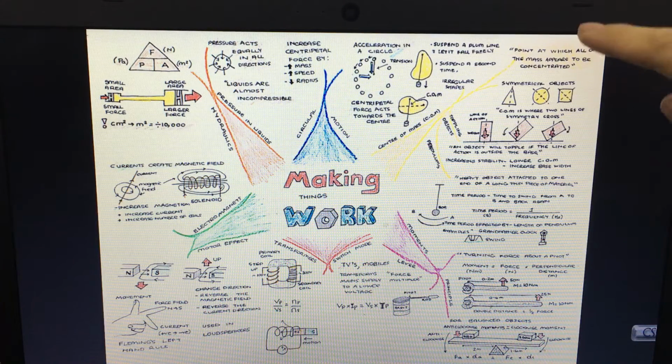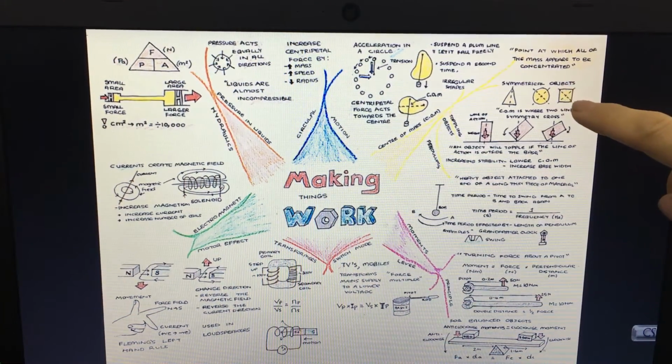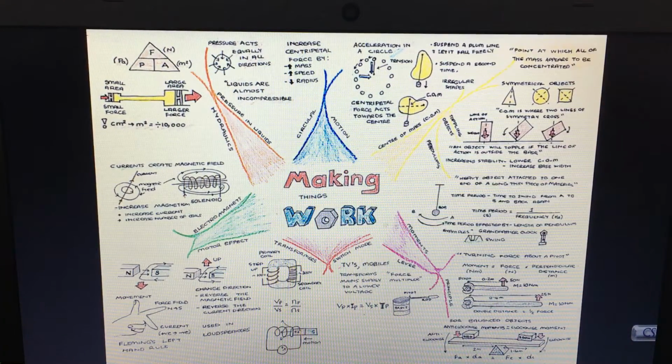Now the centre of mass is the point at which all the mass appears to be concentrated. So it doesn't necessarily mean it is, it just appears. You can actually get centre of mass inside like a tyre, so something with no mass in the middle, but that's where the centre of mass would be. For symmetrical objects it's a bit more simple, so basically it's just where the lines of symmetry cross, that's where you get your centre of mass.